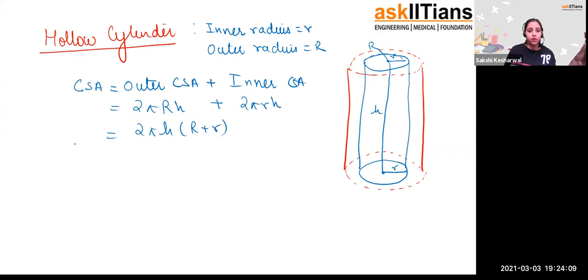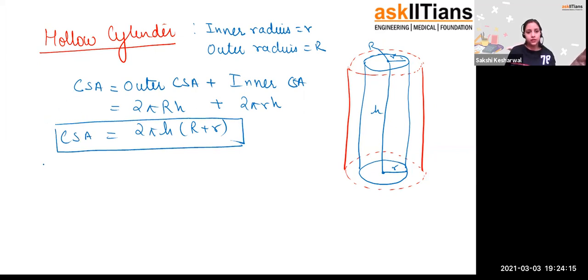Now, this is the CSA, right, if you are going to just put it in the box. Now let's talk about the thickness. How much will be the thickness? Thickness is equal to the outer minus the inner radius, right? So thickness is given by outer radius minus inner radius. That's it. Capital R minus small r, right?